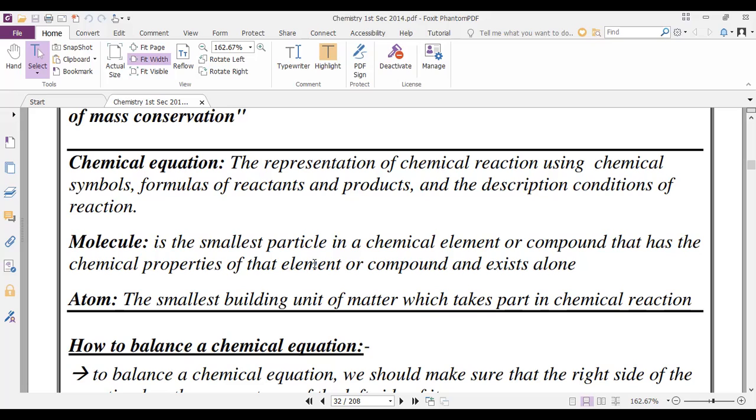So what's meant by molecule, Mariam? It's the smallest particle in a chemical element or compound that has the chemical properties of that element or compound and exists alone. Just alone, okay.